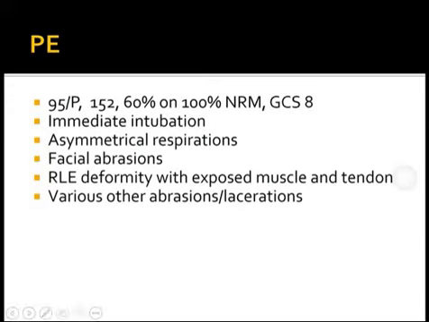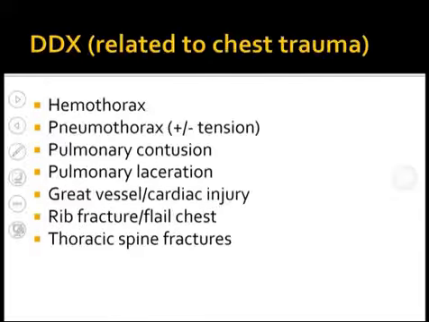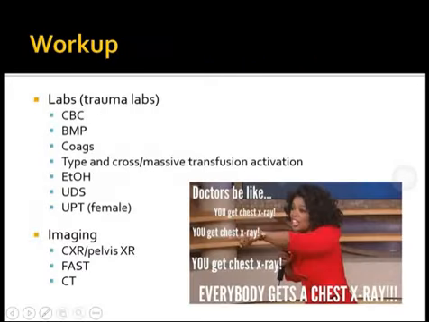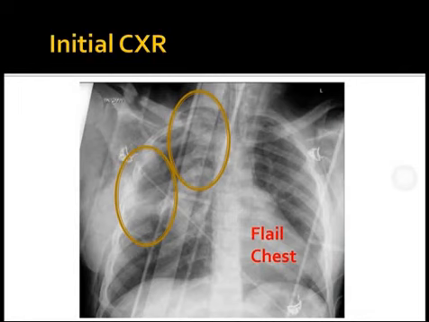When you looked at her chest wall, you clearly saw asymmetric respirations. She had a bunch of facial abrasions. Her right lower extremity was mangled up. Differential diagnosis is going to be the same as the other guy. Trauma labs are the same as the other guy. Except in her, she automatically gets a chest and a pelvis x-ray. So blunt trauma typically will get a chest and a pelvis. She got a FAST exam, and then we went straight to CT.